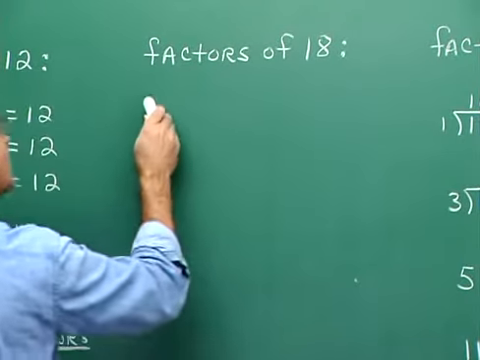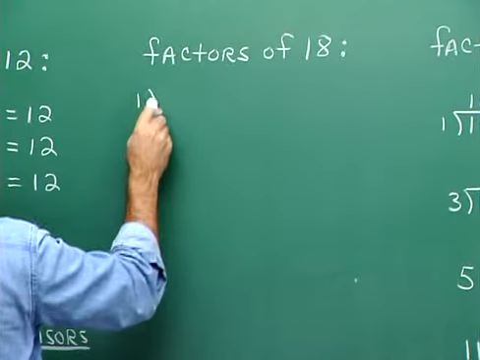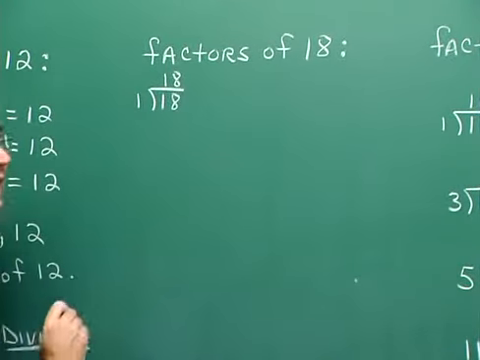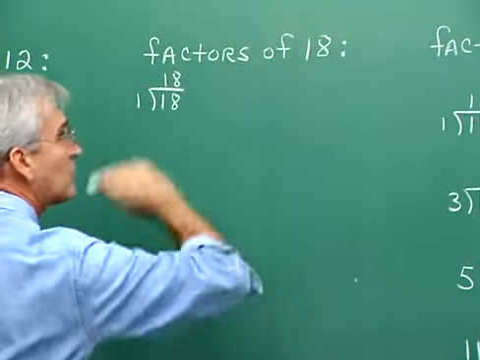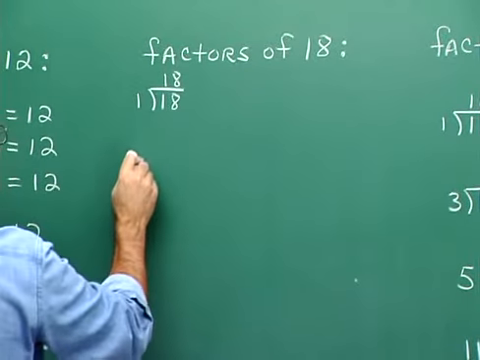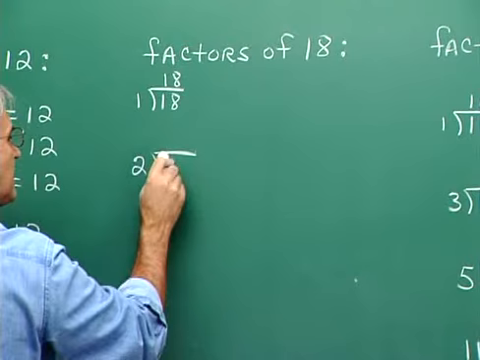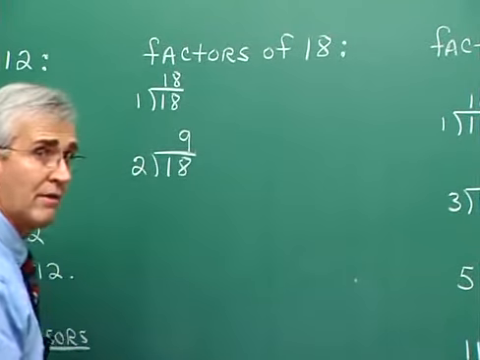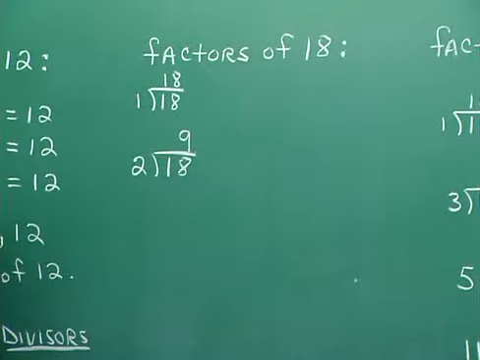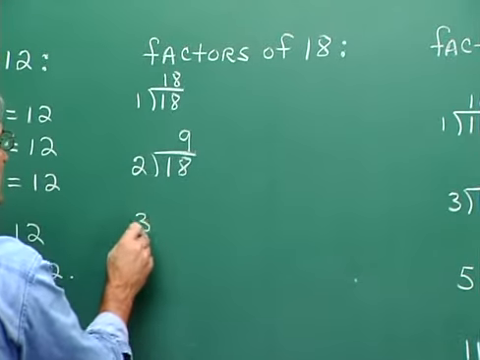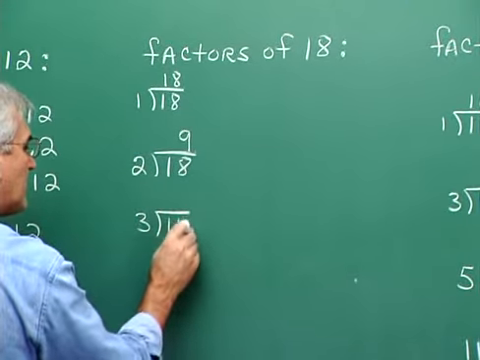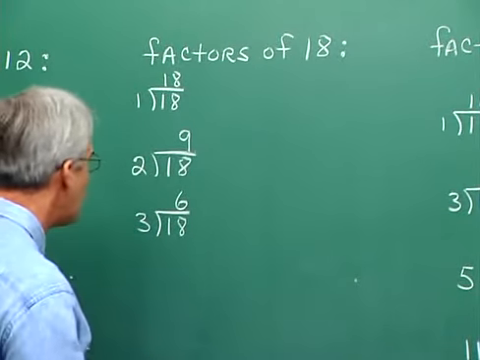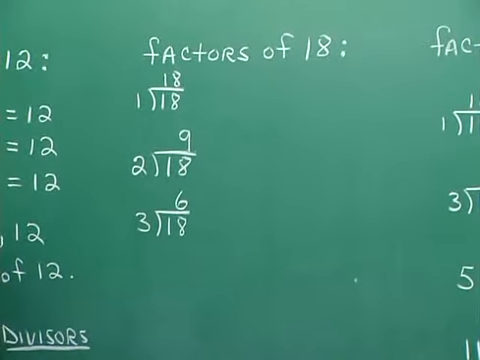We could say, well, let's see. 1 goes into 18 18 times, and therefore 1 and 18 are factors of 18. What about 2? Yep, 2 goes into 18 9 times. So 2 and 9 are also factors of 18. How about 3? Yep, 3 goes into 18 a whole number of times. Goes 6 times. 3 times 6 is 18. So 3 and 6 are both factors of 18.